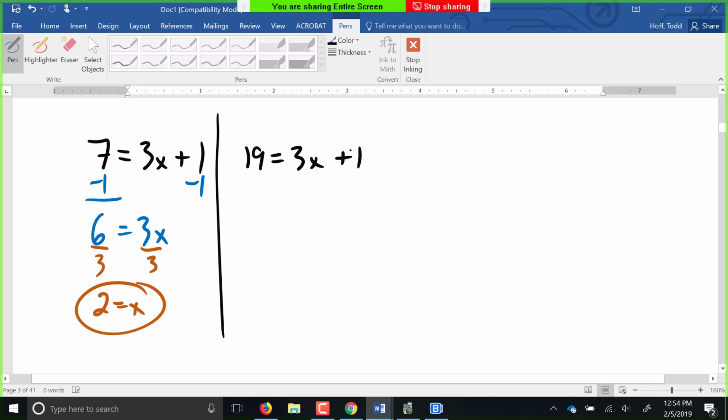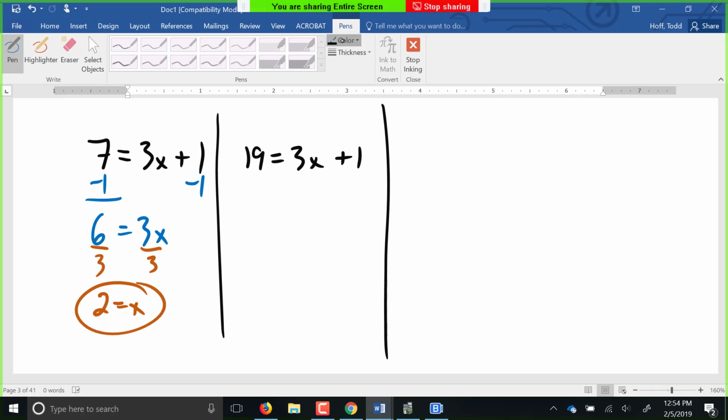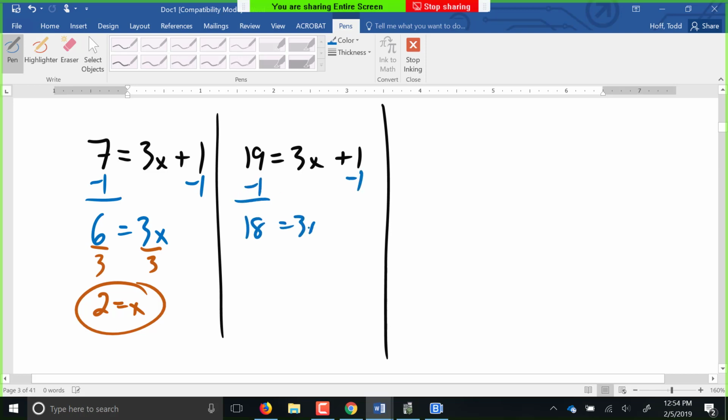Well, we can have an equation like this. 19 equals 3x plus 1. How do we solve that equation? We subtract 1 to get 18 equals 3x. And yes, once again, we divide by 3 to get 6 equals x, or x equals 6.